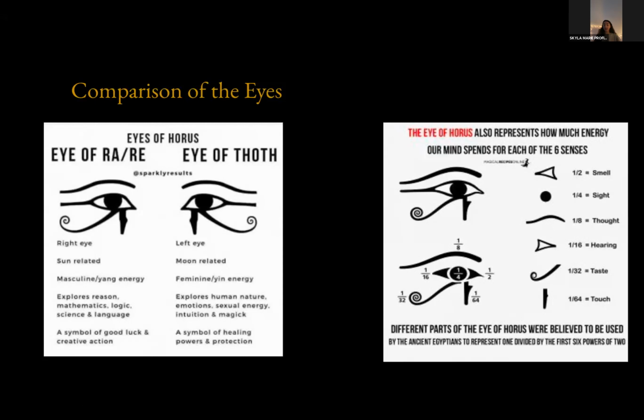Like Kat mentioned before, the eyes of Horus represent how much of our energy is spent on the six senses. For example, half is spent on smell, a quarter on sight, an eighth on thought, a 16th on hearing, a 32nd on taste, and a 64th on touch.